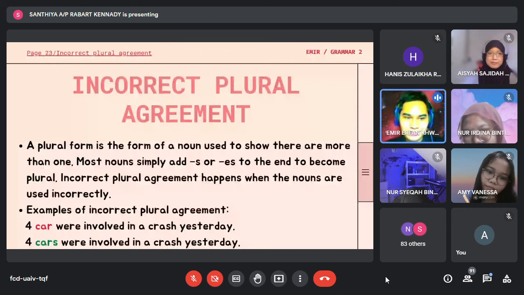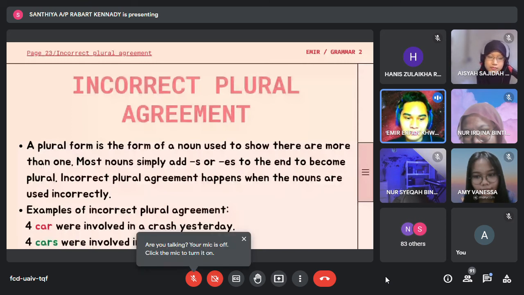Thank you, Aisha. Now I'm going to present incorrect plural agreement. A plural form is the form of a noun used to show there is more than one. Most nouns simply add s or es to the end to become plural. Incorrect plural agreement happens when the nouns are used incorrectly. Here are the examples of incorrect plural agreement.